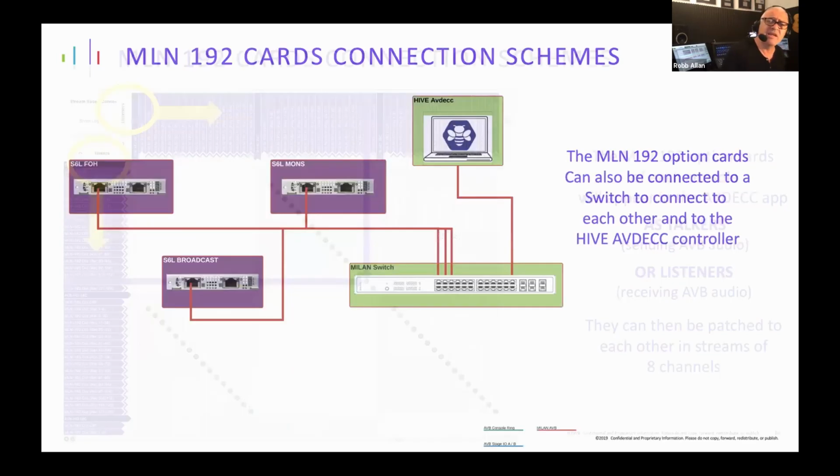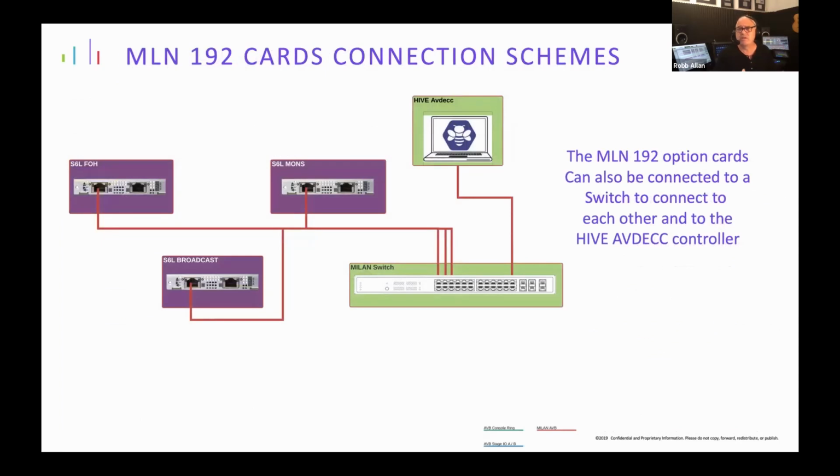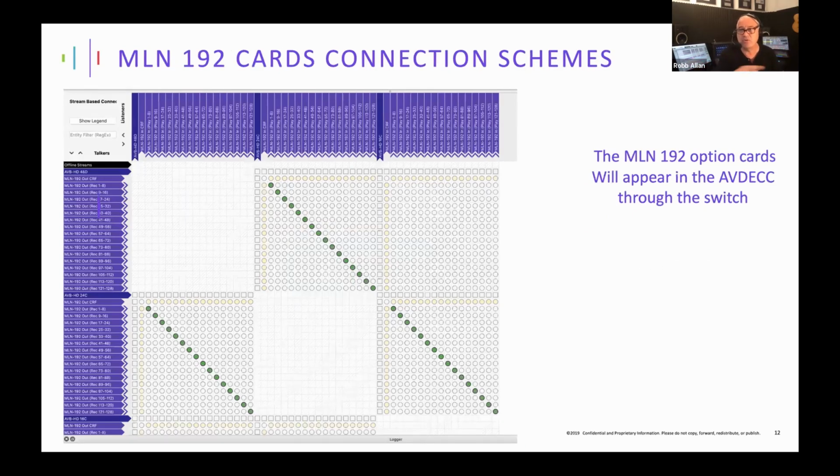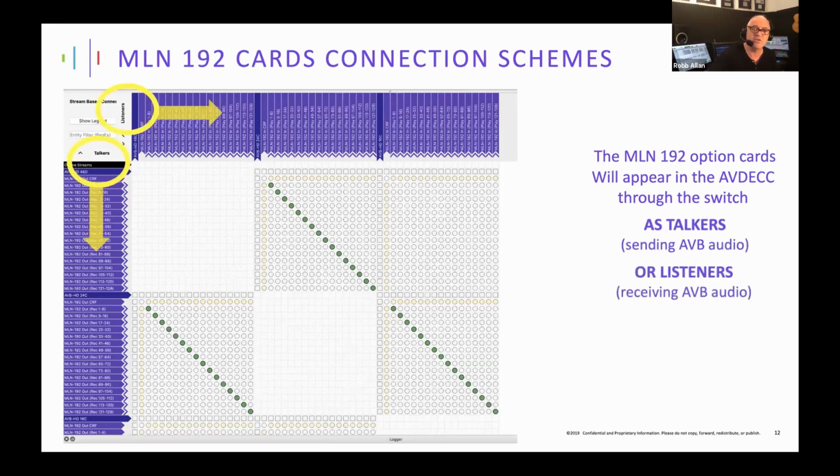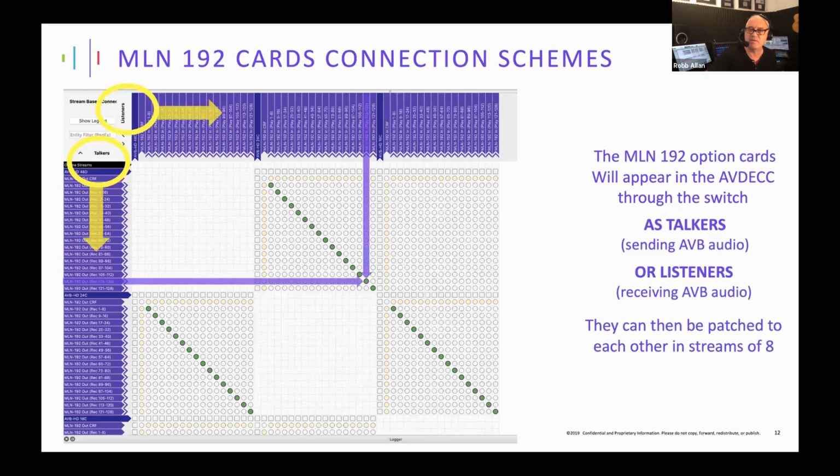I can also connect the MLM Optocore cards to a Milan switch, right? Which is exactly what Chris is going to do today and show you. And you can connect the Hive AVDECC controller directly to that switch. It appears in exactly the same way through the switch or looped together. It appears in the AVDECC controller just like this: the talkers on the left, the listeners on the top, and you just connect them together with a green dot.